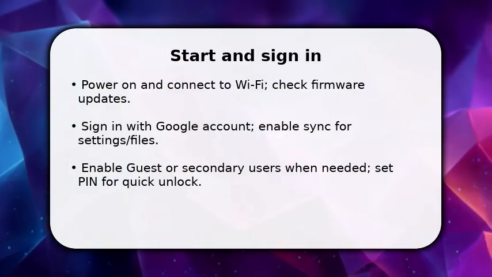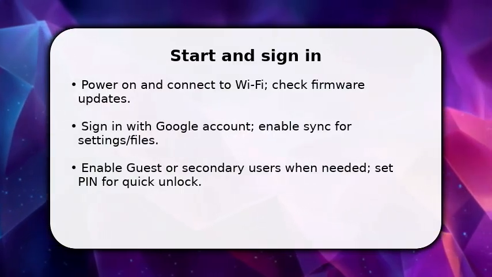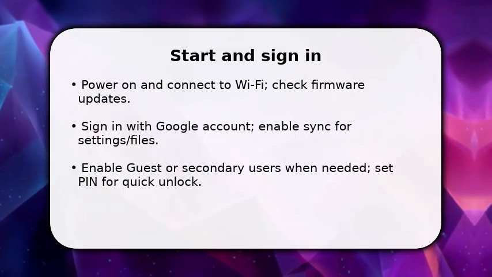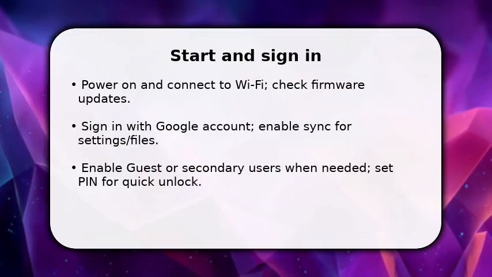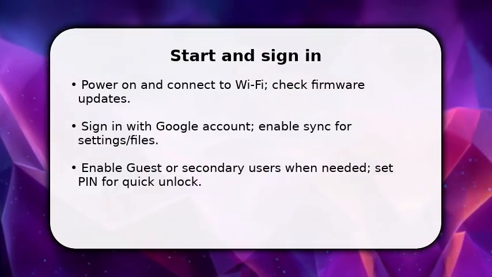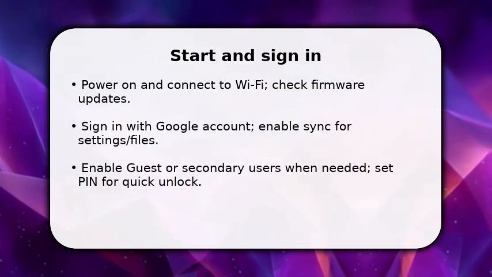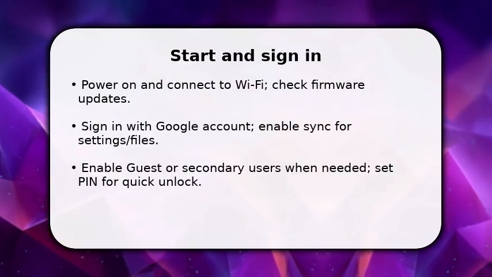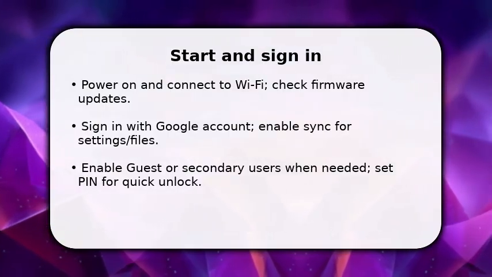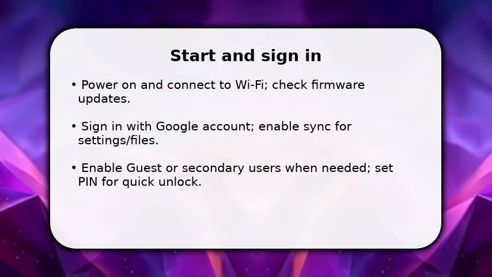You begin on the lock screen. Press power and connect to a stable Wi-Fi network so updates can download. Sign in with your Google account to restore apps, extensions, and settings automatically. This saves time and keeps data synced. Once signed in, enable a PIN under Security for faster access and activate secondary users or guest mode if others will use the device. These steps ensure you're secure, synced, and ready to configure system features.